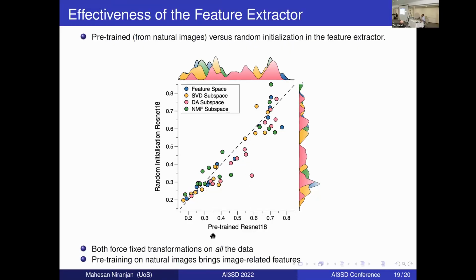If you look horizontally here, the pre-trained, image-trained one produces certainly better results on average than if you randomly initialize the model. But when you randomly initialize it, still, it is a fixed transformation of all your data. That being the case, there is residual discrimination in that, which you can pull out.